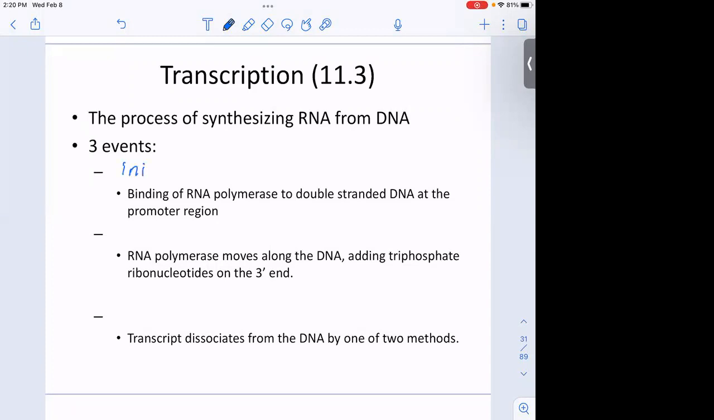We call it initiation. Oh, I did not spell that right. There, that's better. Initiation, elongation of the RNA strand, and then how it stops, termination.